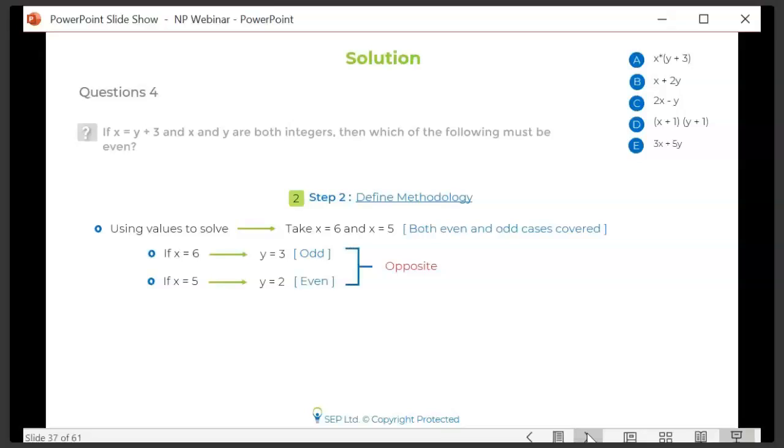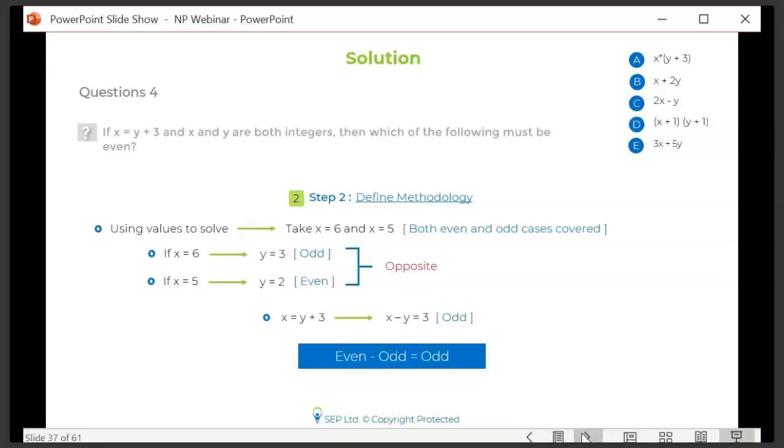If you're very good with the concept, if your conceptual knowledge is really good, then what you can do is you can simply write x is equal to y plus 3 as x minus y is equal to 3. That is one way of writing it. Okay. And once you write it in this way, you will be able to infer that since this is odd, one of them must be even and the other must be odd. That is another way of thinking.